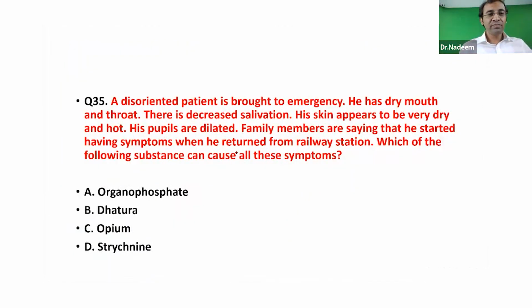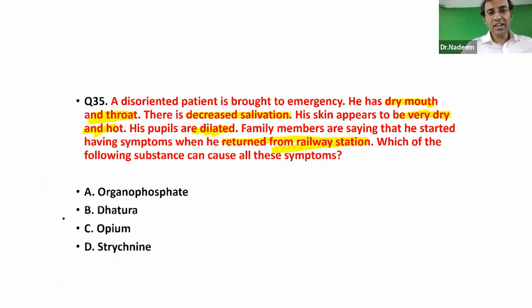Next question. A disoriented patient is brought to emergency. He has a dry mouth and throat. There is decreased salivation. His skin appears to be very dry and hot. When everything is dry, pupils are dilated. Family members are saying that he started having symptoms when he returned from the railway station. Which poisoning are you suspecting here?